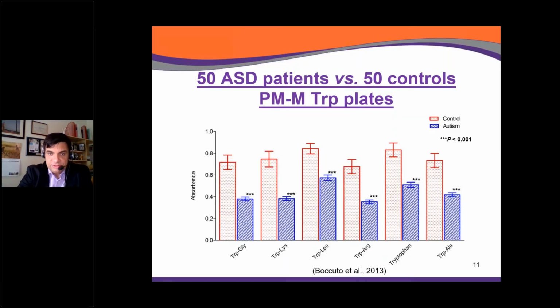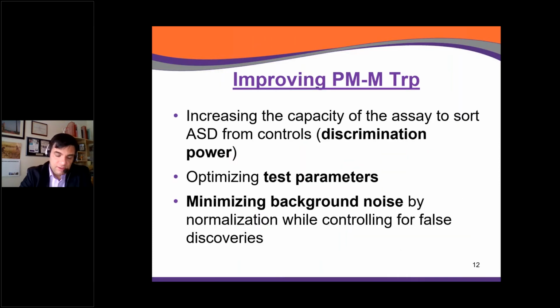And we published these, and here you can see the data generated using these tryptophan plates on 50 lymphoblastoid cell lines from individuals with ASD versus 50 controls. And you can see the significant differences in all wells containing tryptophan. But we noticed that if we wanted to use this assay further, there was some margin for improvement.